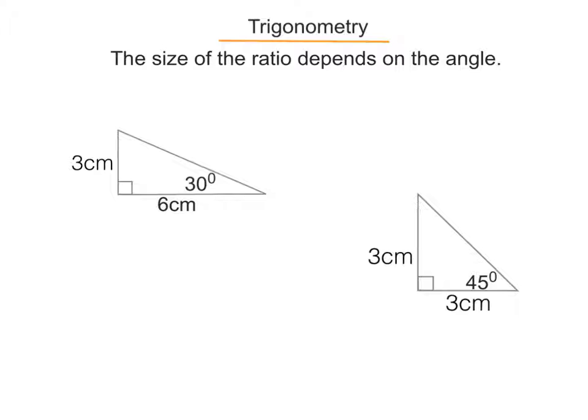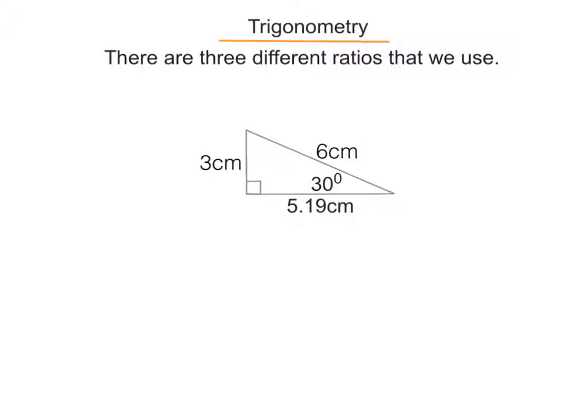Unfortunately, the ratio depends on the size of the angles. Here are two different triangles with different angles. This one's got 30 degrees and 90. This one's got 45 degrees and 90. If I look at the two sides, 3 divided by 6 is a half. If I look at this one over here, which has got 45 degrees, 3 divided by 3, which are the two sides that correspond with the first triangle, that's not equal to a half anymore, it's equal to 1. So the answer that you get depends on the angle, and that's where trigonometry comes into its own.